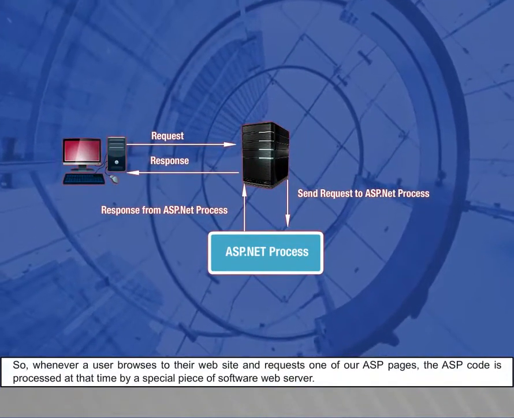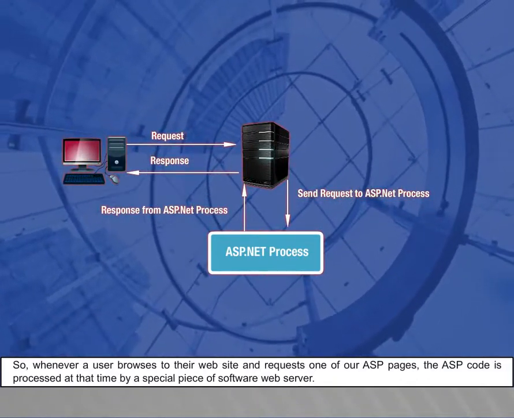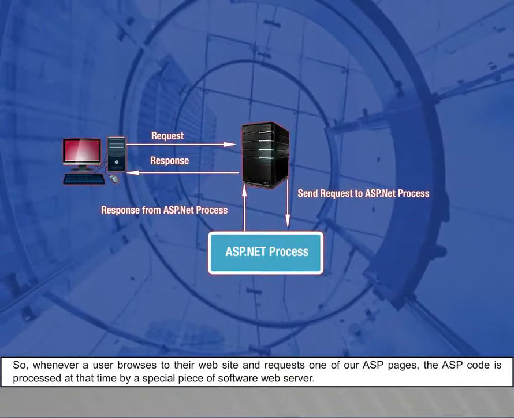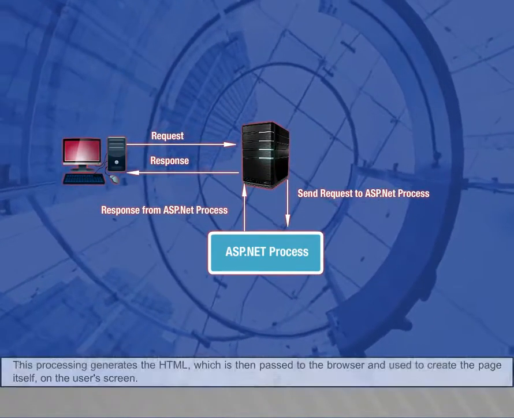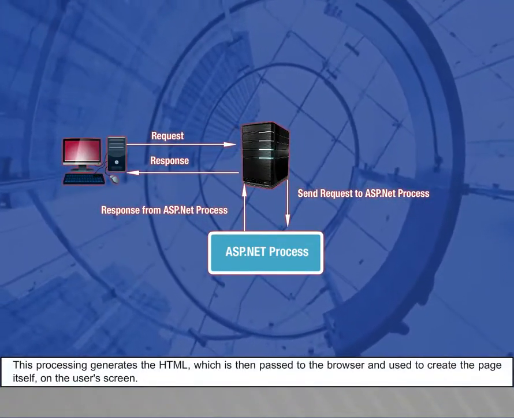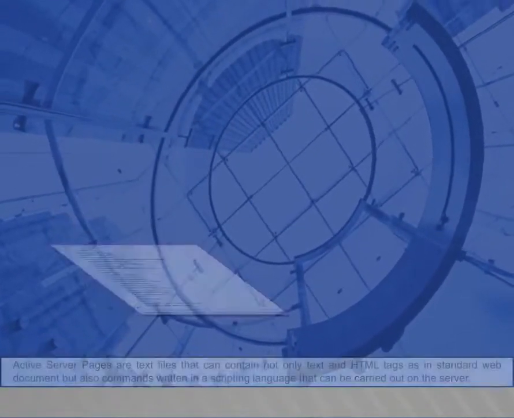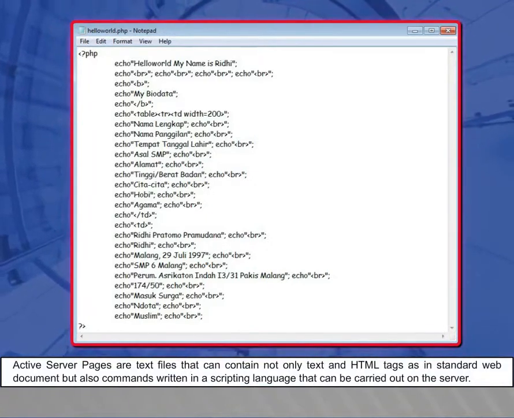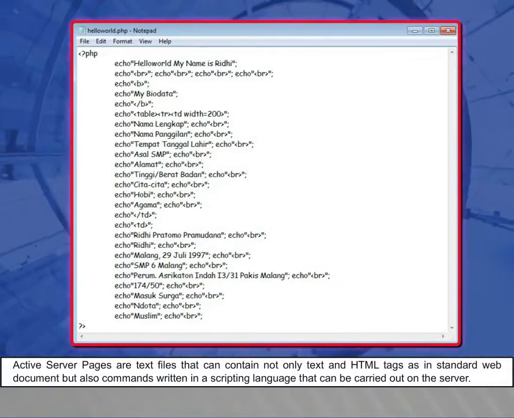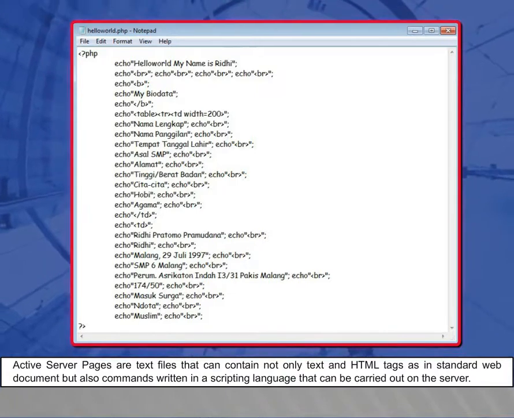So, whenever a user browses to their website and requests one of our ASP pages, the ASP code is processed at that time by a special piece of software web server. This processing generates the HTML, which is then passed to the browser and used to create the page itself on the user's screen. Active Server Pages are text files that contain not only text and HTML tags as in standard web document, but also commands written in a scripting language that can be carried out on the server.